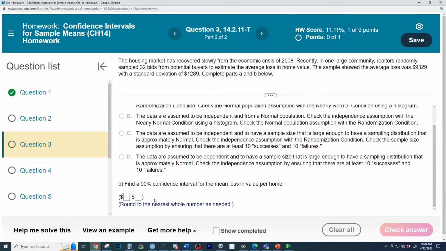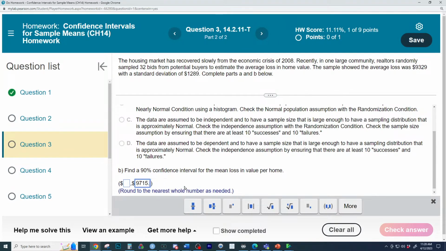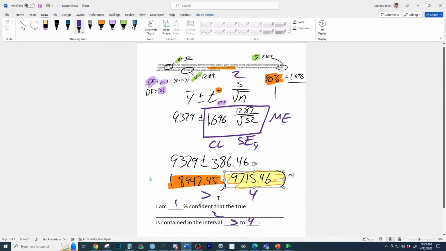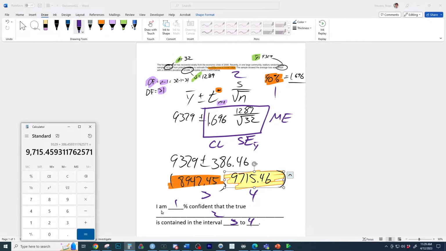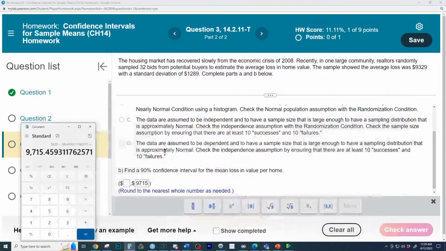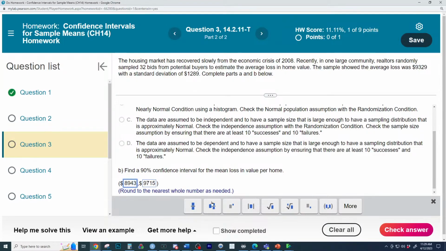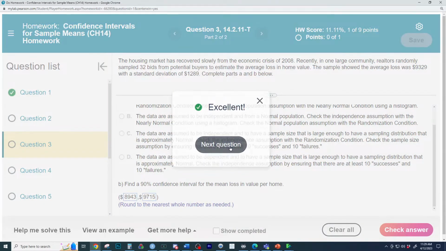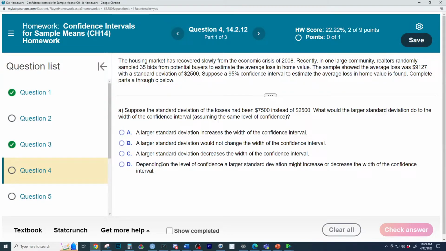And yeah, so here's the interval. Let me see. I've got the upper. So there's the upper. And it wants the nearest whole dollar. Round to the nearest whole dollar is needed. So that's rounded down. And then the other one is 8942. Is that right? Let me see this again. I think I wrote that wrong. I think it's 8943. I think I rounded wrong. Yep, I did. That's got it.